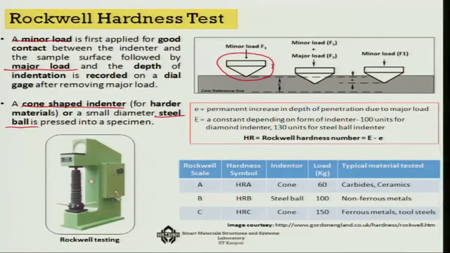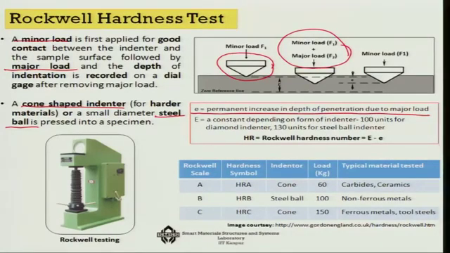So the sequence, if you look at it, is that you first apply the minor load, then you apply the minor plus the major load, and then you withdraw the major load. So you have the minor load, then withdraw all of them and measure the depth of penetration. Now, suppose you know the permanent increase in the depth of penetration due to the major load.